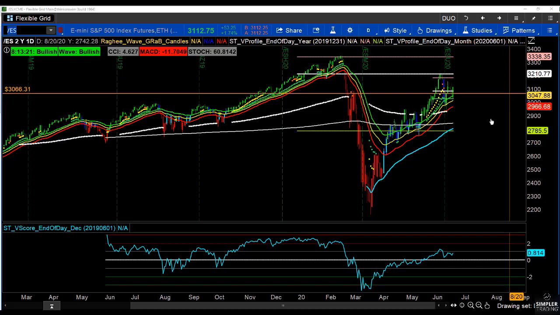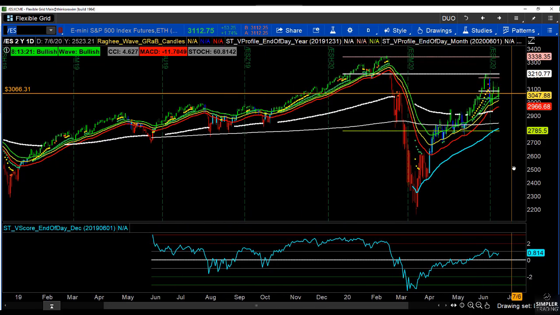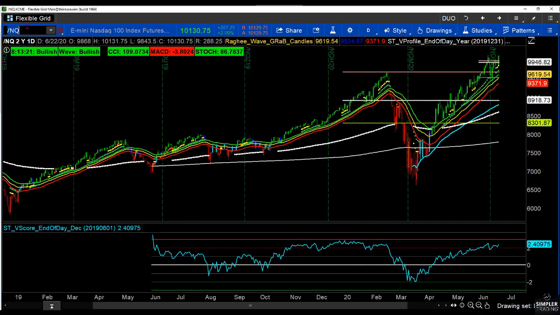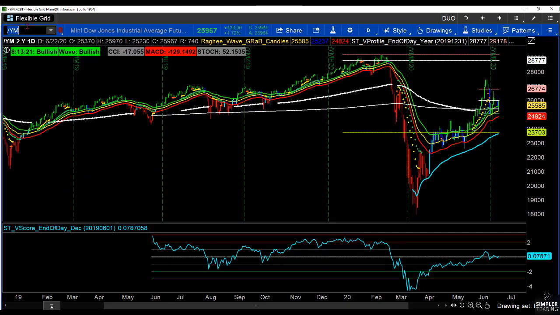And one of the things that I'm getting a lot of questions about is, okay, Rag, when you're day trading, you're only looking for long positions, and that's absolutely true. Why? We are in an asset bubble. We have uptrends, as you can see here. This is the S&P in a double green uptrend. This is the NASDAQ in a double green uptrend. This is the Dow in a double green uptrend.